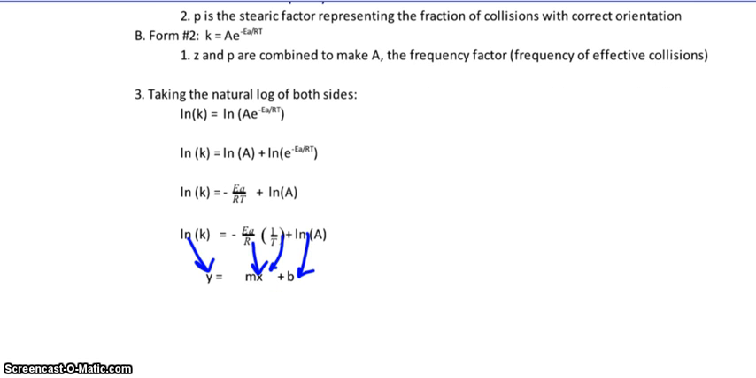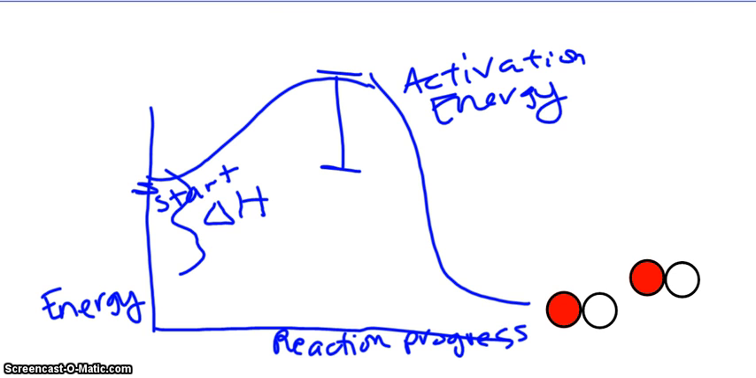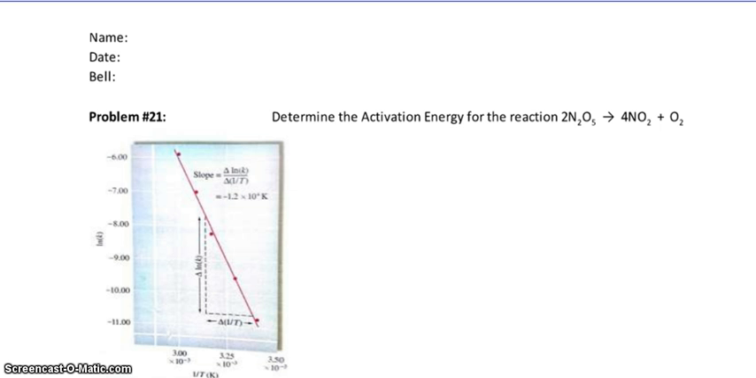So keep this equation in mind. Natural log of k equals negative activation energy over R times 1 over T, plus natural log of A. Well, we have some problems that go along with this. It says determine the activation energy for this particular reaction.